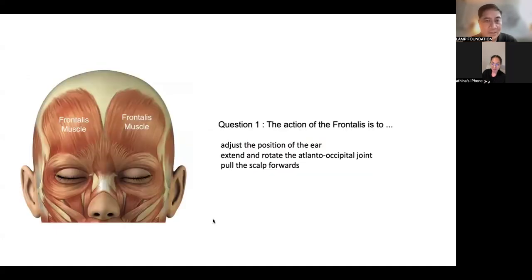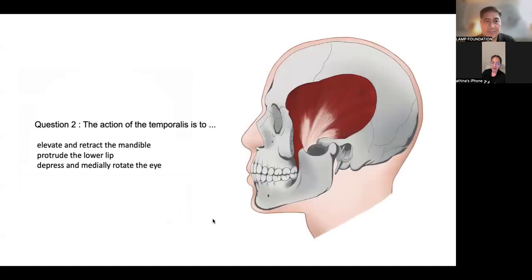The action of the frontalis is to adjust the position of the ear, extend and rotate the atlanto-occipital joint, and pull the scalp forwards. No, you have to choose only one. Reading frontalis, so the answer is pull the scalp forwards. Pull the scalp forwards, the frontalis.